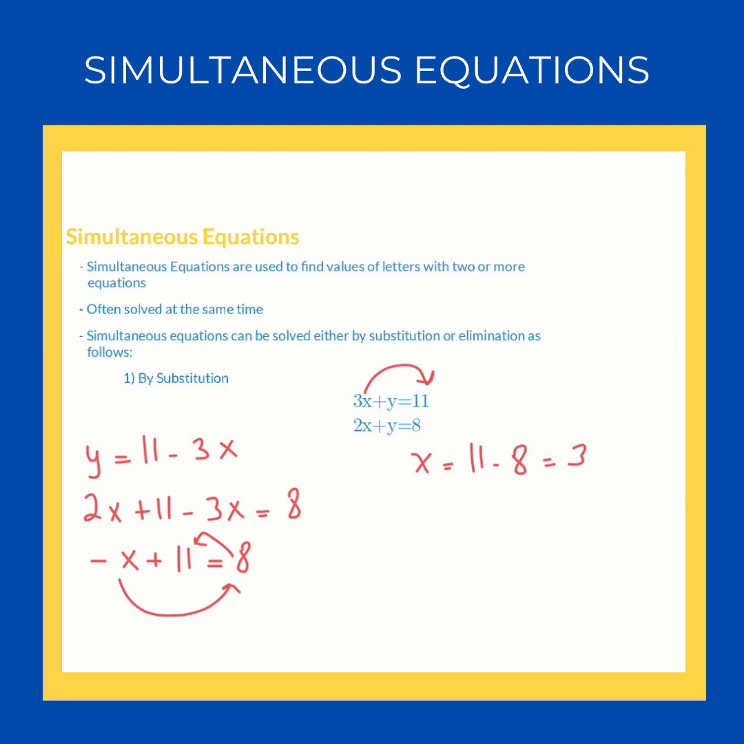Now the final step is to substitute x equals 3 in any of the two equations. So I'm going to substitute x equals 3 in the first equation. So 3x becomes 3 times 3 plus y equals 11. So 9 plus y is equal to 11. So y becomes 11 minus 9, and the answer is 2.